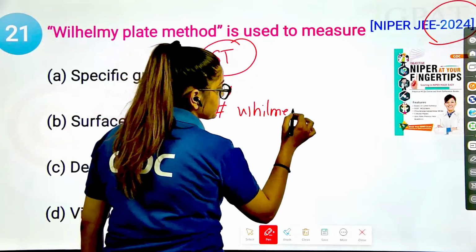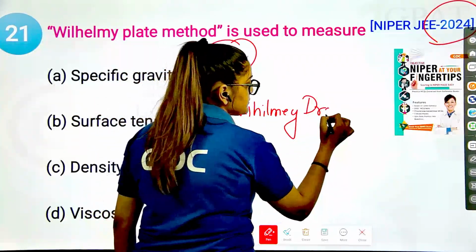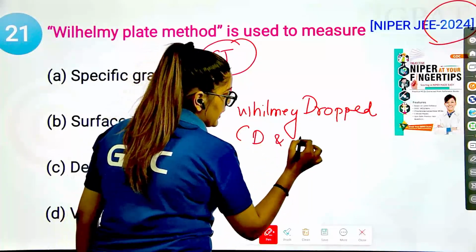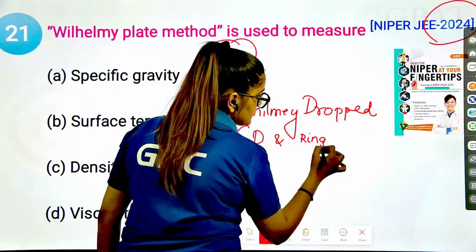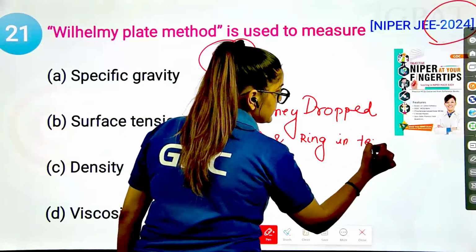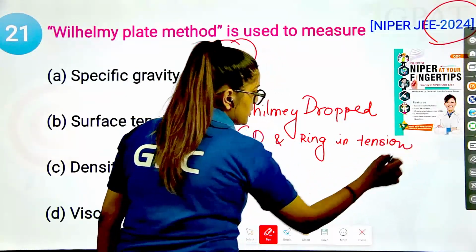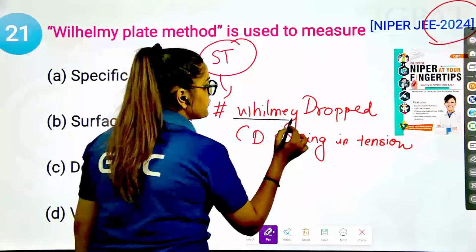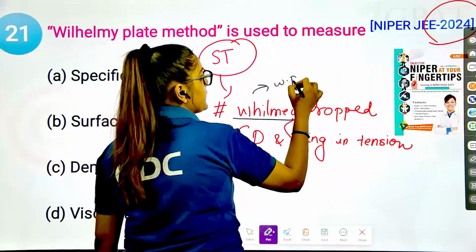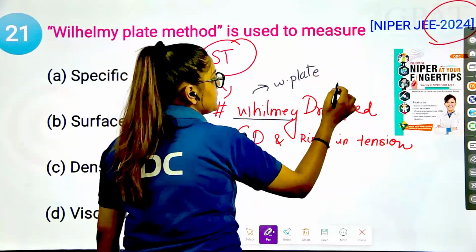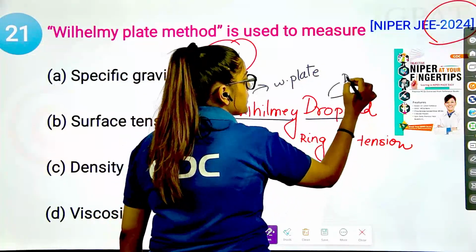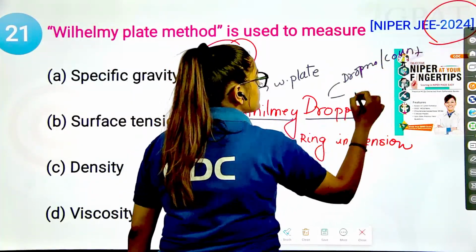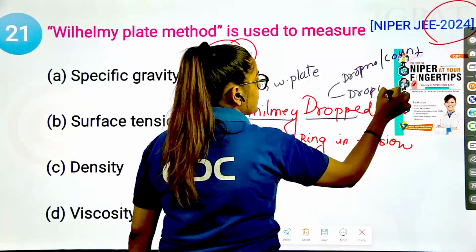Wilhelmy dropped CD and ring in tension. So this W, this is none other than our Wilhelmy plate method, right? Dropped means drop number or drop count method, or we say drop weight method.